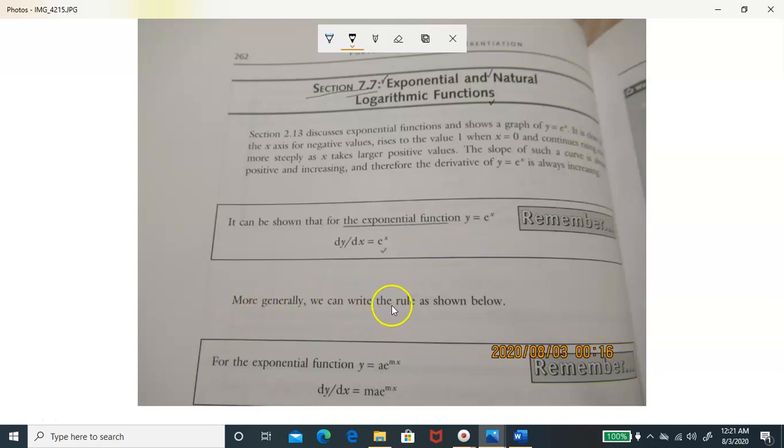So more generally, we can write the rule as shown below. Look at that. y equal to A, some constant, multiplied by e^(mx). x is the variable, m is some other constant. See? And if we now differentiate, the result will be m, this constant here, multiplied by this constant here, and then e^(mx), right? So this part, the exponent, whenever we are dealing with the exponential function, that e and whatever the exponent is will not change. That will get multiplied.